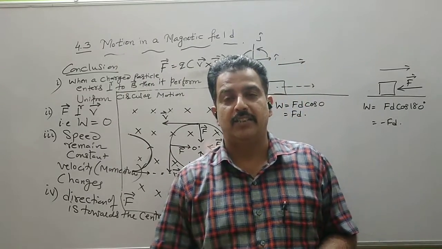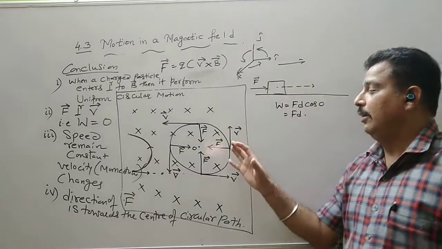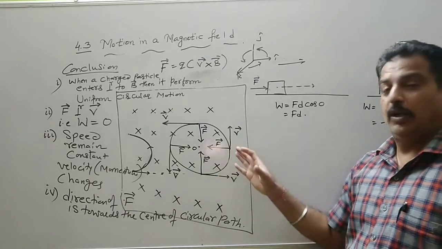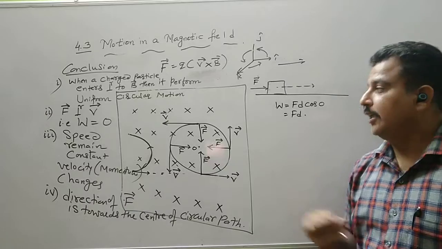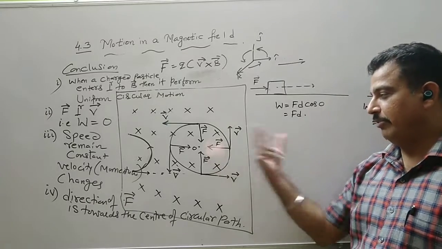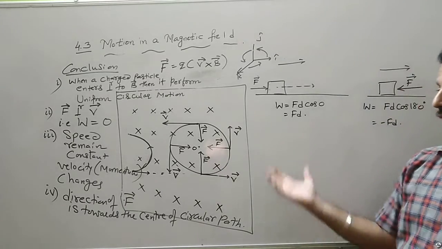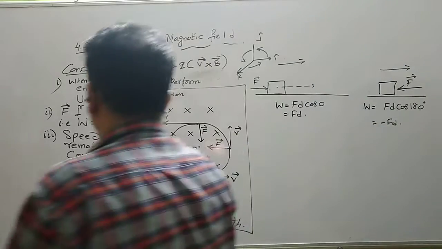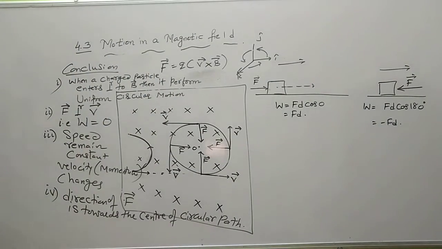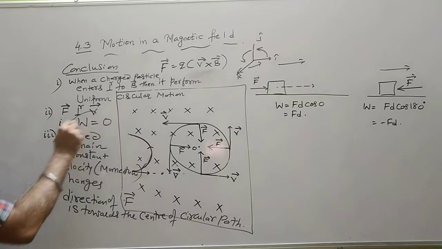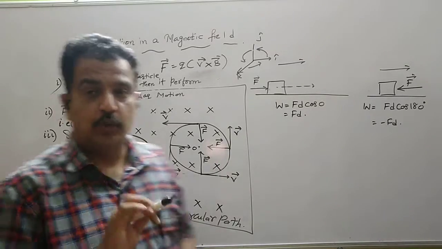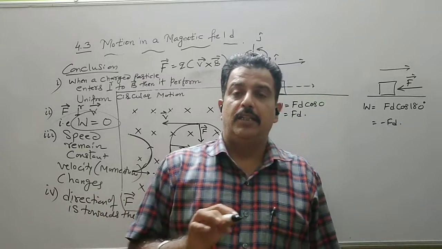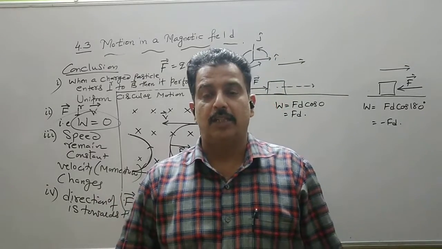So if the magnetic field is removed, and the particle is moving in a circular motion, at any instant it will be moving along the tangent, wherever we switch off or remove the magnetic field. So this is the conclusion you have to remember. This is an important property, that no work is done. In fact, there is no transfer of energy, but there is a change in momentum.